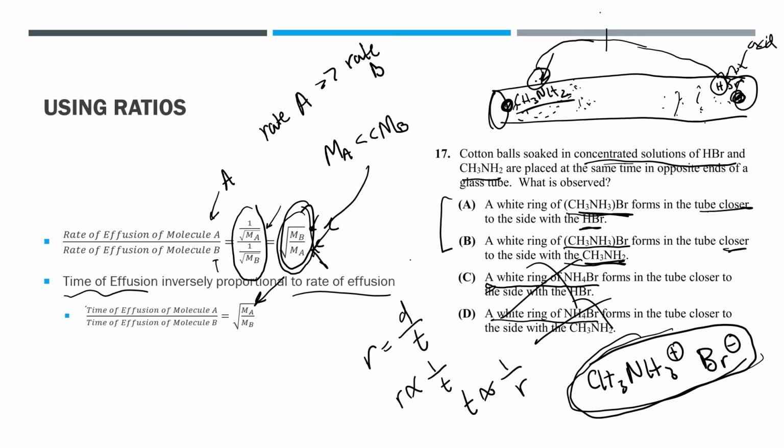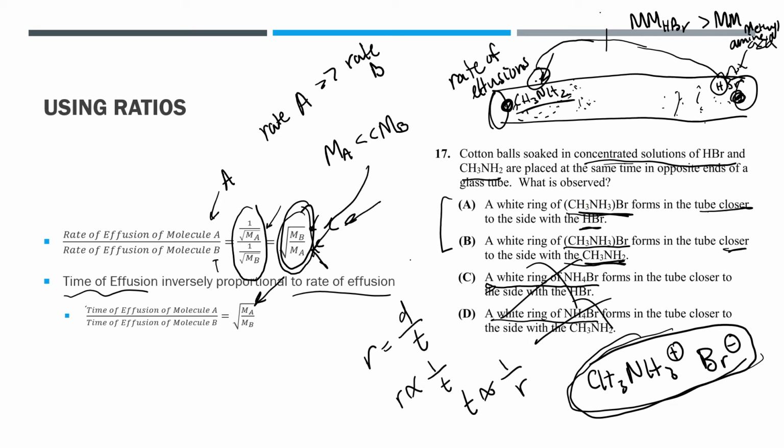And how do we figure that out? Let's look at the rates of effusion. So let's look at the molar masses, because we know the molar mass affects the rate of effusion. That's what we were just talking about here. What is the molar mass of HBr? We know the molar mass of HBr is greater than the molar mass of methylamine. You can do this calculation. Molar mass of HBr is greater than molar mass of methylamine.